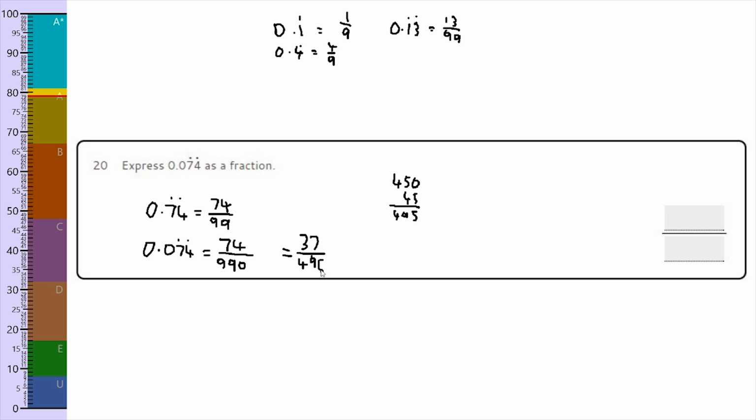Now 495 I do know is divisible by 5, maybe other things, but 37 is a prime number, so I can't go any further than that. So 37 over 495 is going to be my answer.